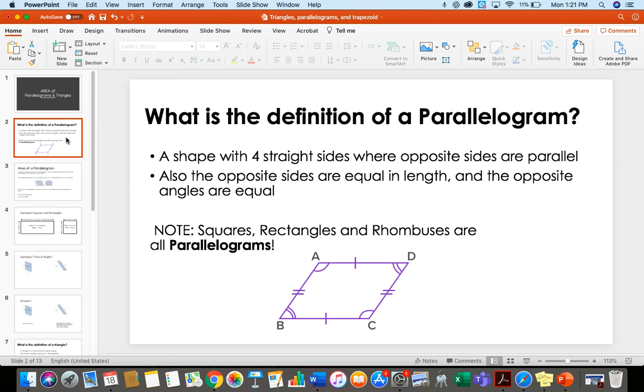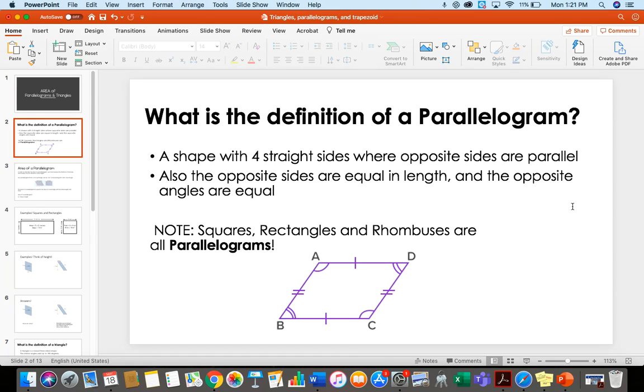So let's begin. What is the definition of a parallelogram? A parallelogram is a shape that has four straight sides where opposite sides are parallel. So if you look at this example, the top part is parallel to the bottom part, and it is also the same length. Okay? And then the sides are also parallel to each other.